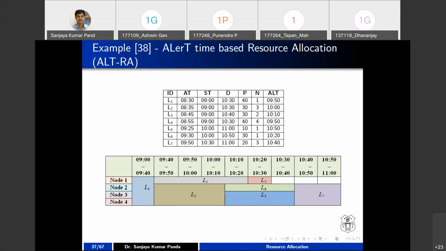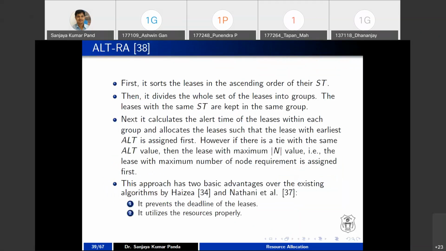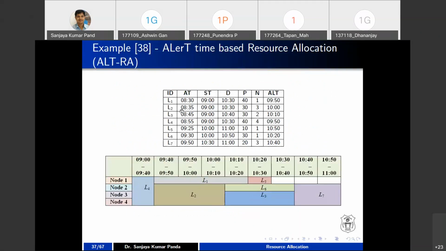Otherwise, you have to roll back your scheduling, right? So if there is a tie, like the tie you can see L1, L4 in the first group, L1, L4 is having the same alert time. As they have the same alert time, which one will come first?